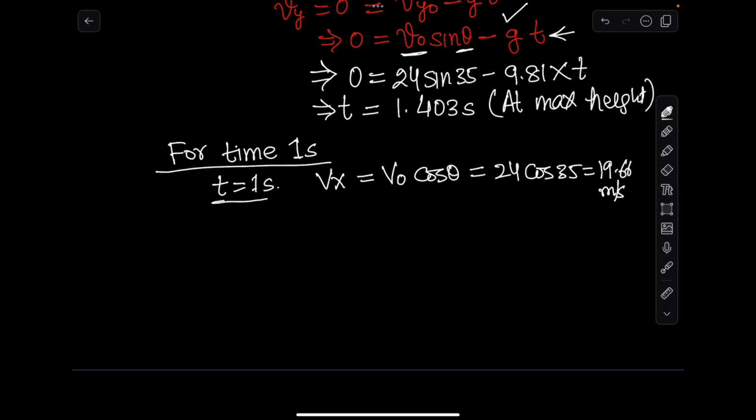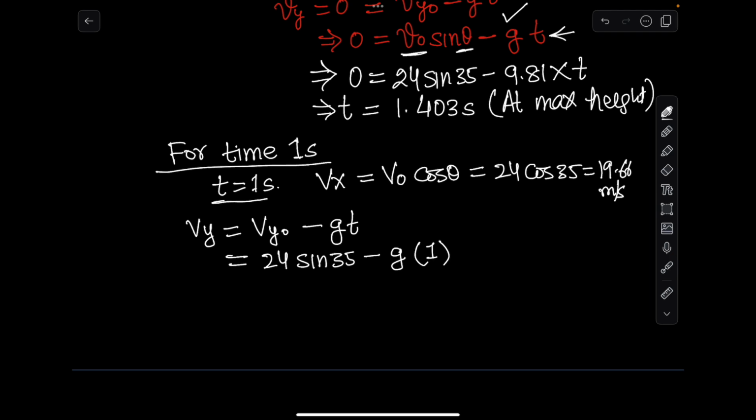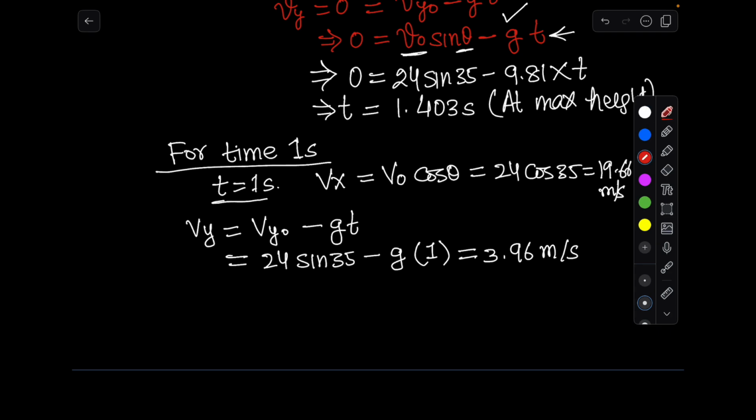Now let's see the Vy formula. We will apply Vy is equal to Vy naught minus gt. Now we will see what Vy naught is. It is 24 sine 35 minus g, and time, we are solving for 1 second, so I will write 1. The answer will be 3.96 meter per second. Now you saw that you have calculated Vx and Vy.